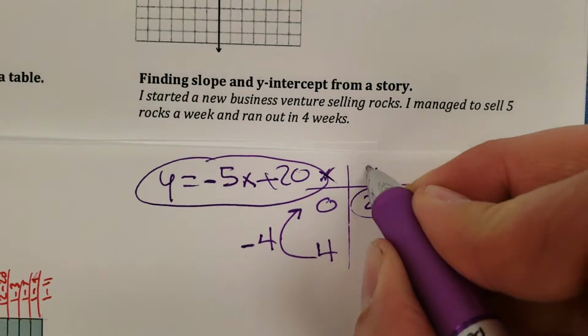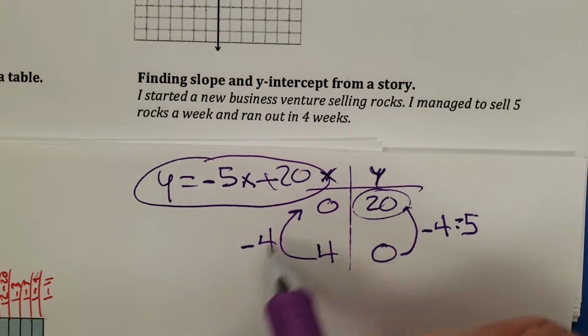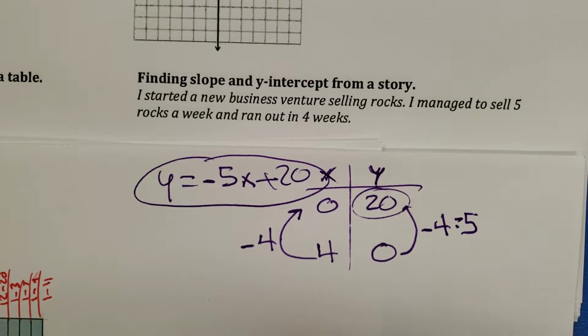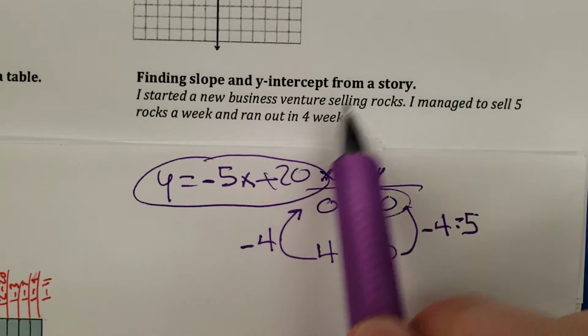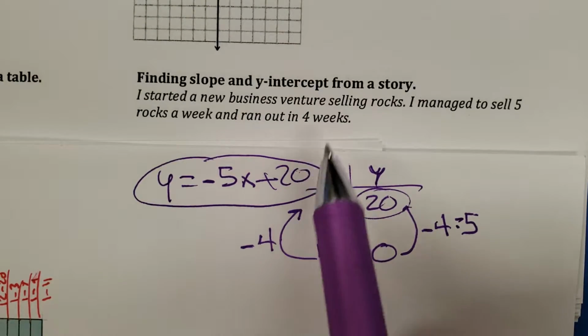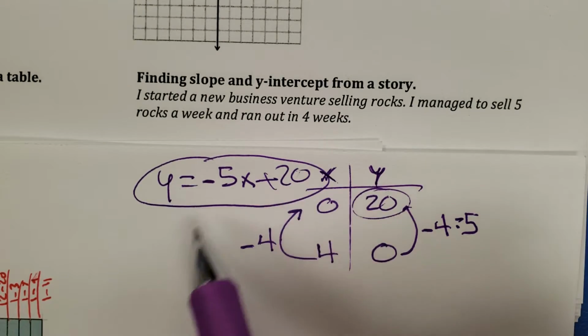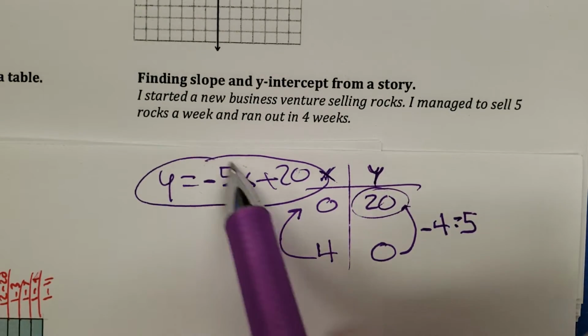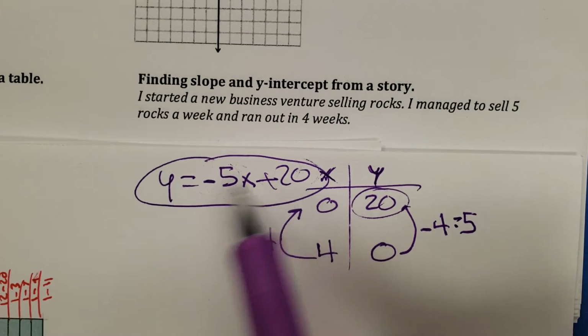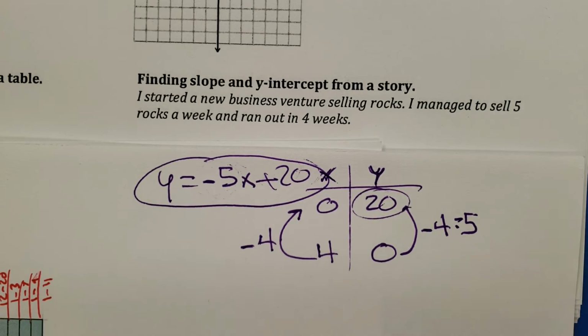But I was glad I was able to use my proportional reasoning and my backtracking skills to figure out the missing value. So again, when it comes to a story problem, it would have been nice if I had just said, hey, I got 20 rocks, and I sold 5 a week. When would I run out? Well, 4 weeks. So this is what I'm doing, and this is where I started. Find those numbers quickly, and you can make equations just as quick.